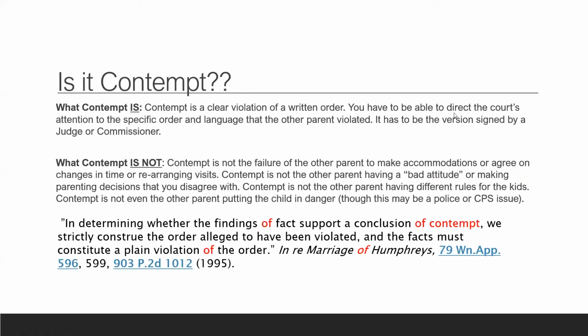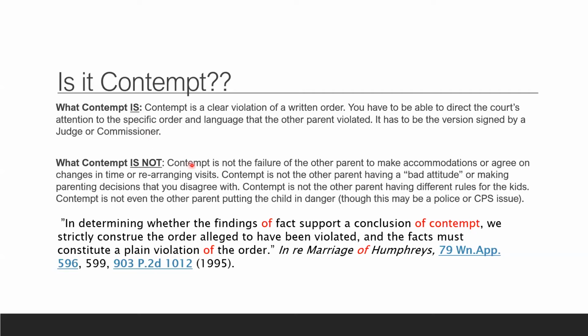So it's not a violation of an oral comment that a court may have made as part of the ruling. You need to be able to point the court's attention to a specific order and language that the other parent violated. Also important, it has to be the version that's signed by a judge or a commissioner. It can't simply be a version that you drafted. It needs to be a court order.